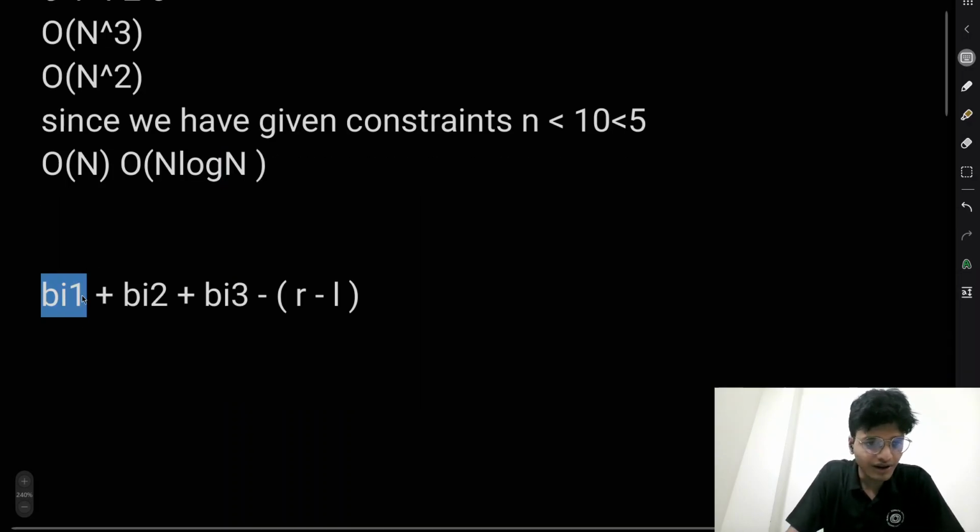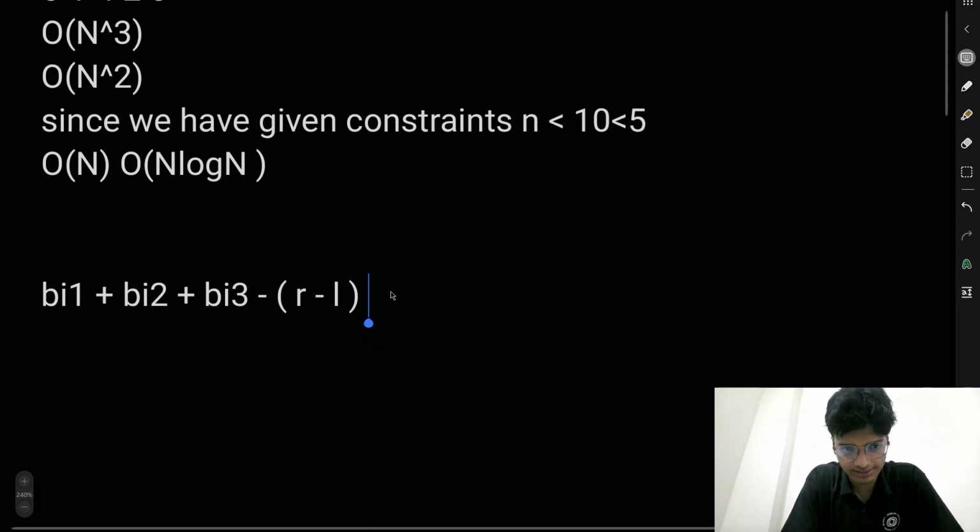So B of I1 plus B of I2 plus B of I3 minus R minus L. From what I have seen so far, many questions give us such types of equations. The better insight we can get is to solve such equations first, to get some insights from here. So what insight can we get? Like, what is B of I1?